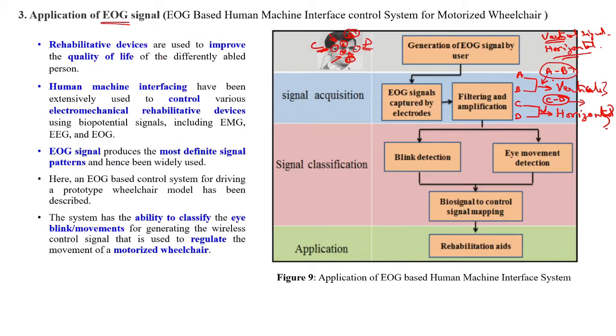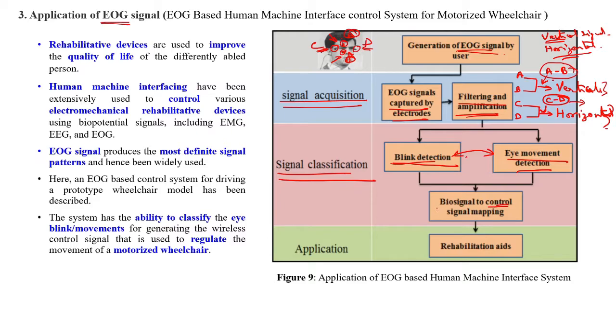So what happens in EOG controlled devices? The EOG signals are generated and captured by the electrodes, and then we apply filtering and amplification. This is part of the signal acquisition system, and after this there is a DAQ, which helps us take the signal into the computer, where we go for processing, say signal classification, such as blink detection, or we apply logic for detecting the eye movement direction.